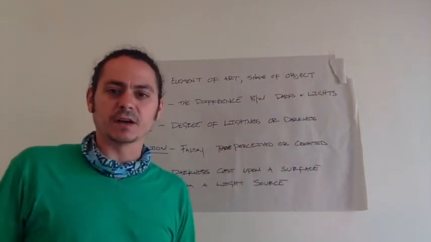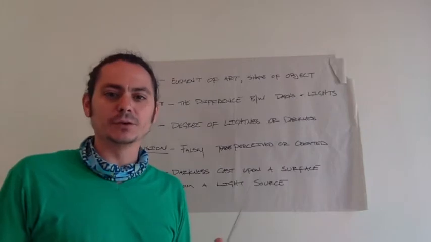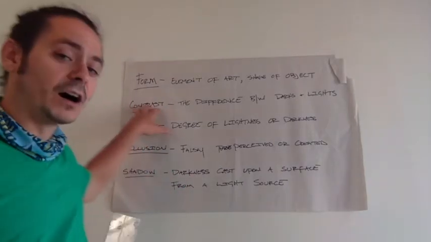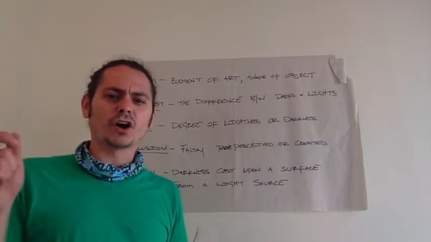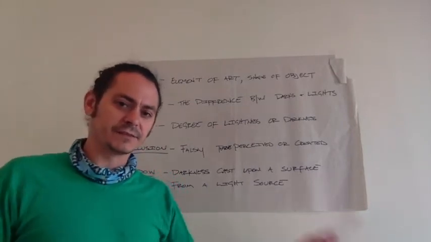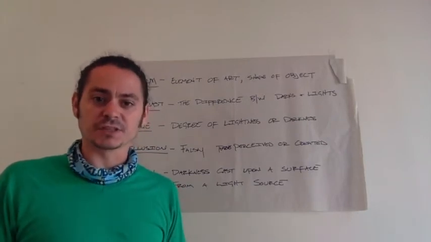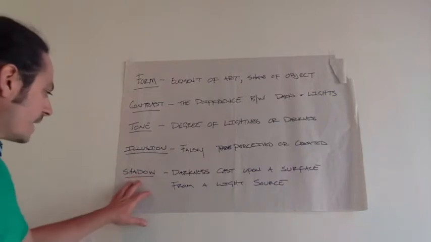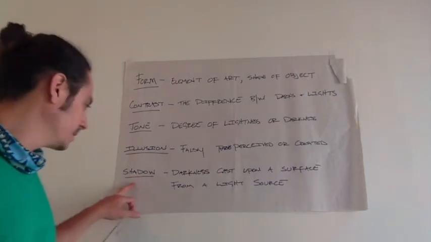So in our case, in art, we're going to create the illusion of distance by using different tones and contrast. So we're going to draw one way to make the viewer think a different way. That's creating an illusion. It's kind of like a magic trick if you really think about it. The last word is shadow.